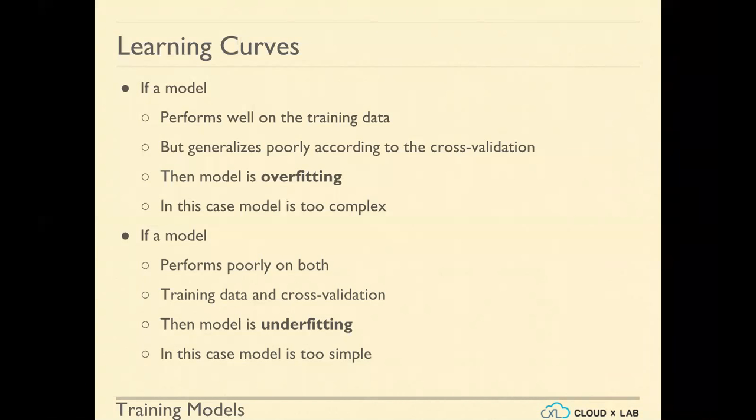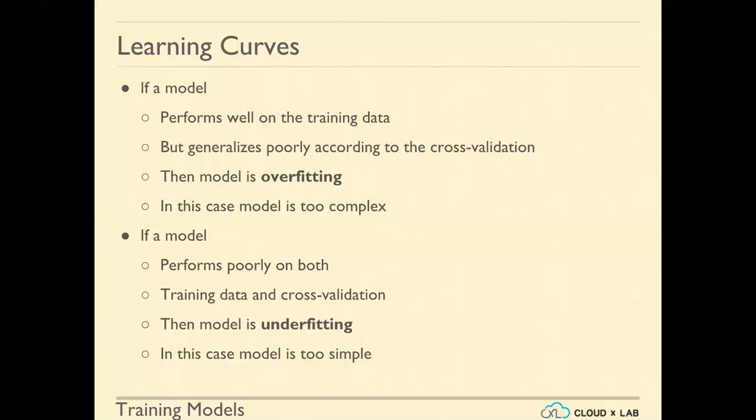Here is a very simple way of looking at it. If a model is performing well on training data, but not on the cross validation, that means it's overfitting. It memorizes training data and it failed in the exam. That's how you can look at it. So it's overfitting. In this case, the model is too complex. It's so complex that it's memorizing the entire thing.